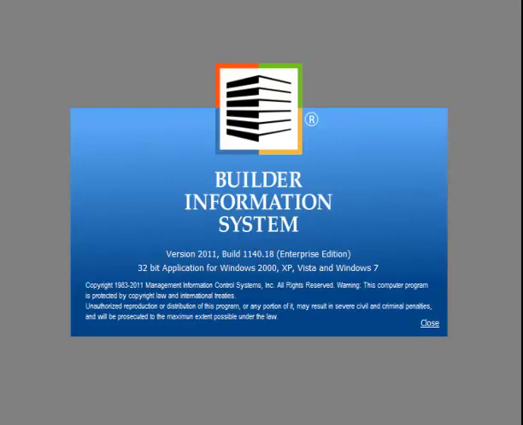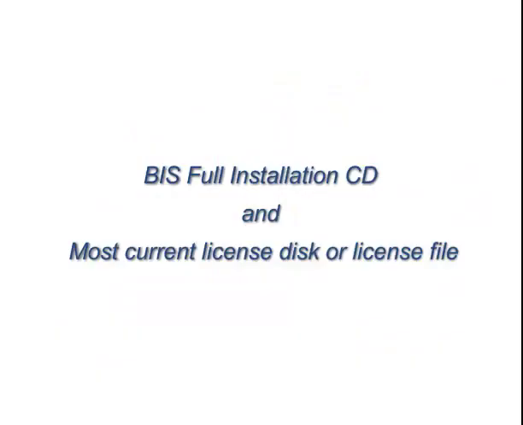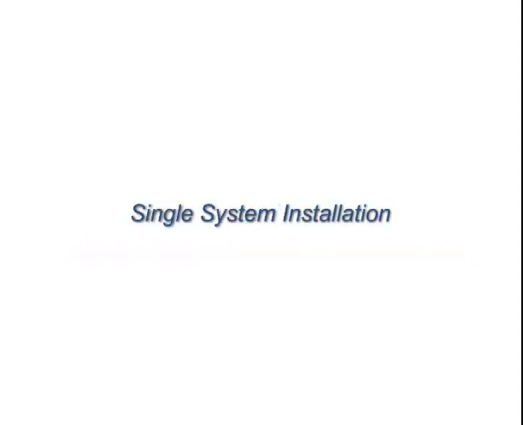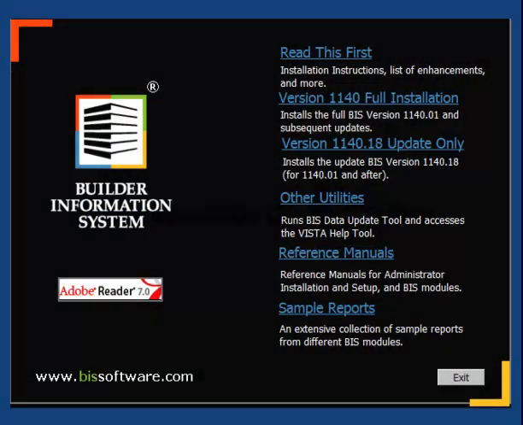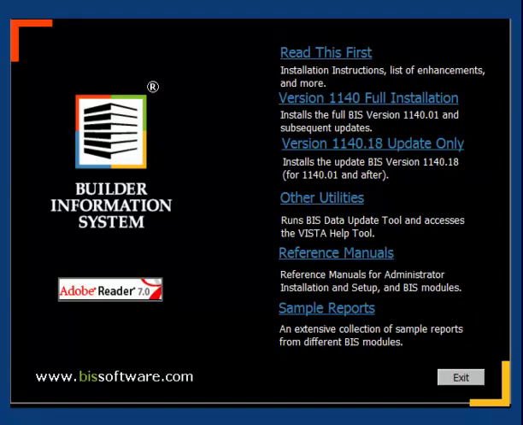As mentioned earlier, you will need the current BIS version installation CD and your current BIS license disk to start. Single system installation. Step 1. BIS installation. Insert the BIS installation CD into your CD-ROM drive. The installation prompt should appear automatically on your screen. If the prompts do not automatically appear, use the Start button Run option within Windows to go to the CD-ROM drive and select the setup.exe file.